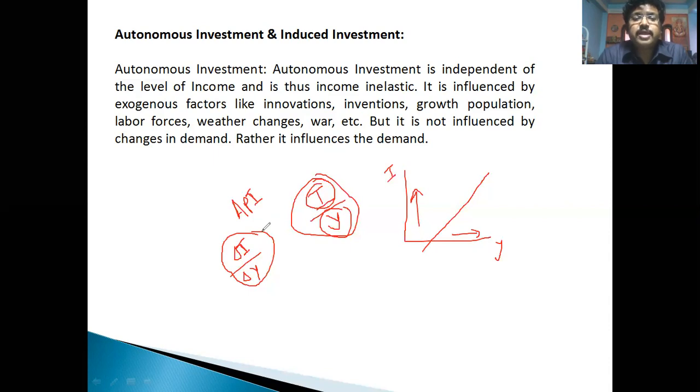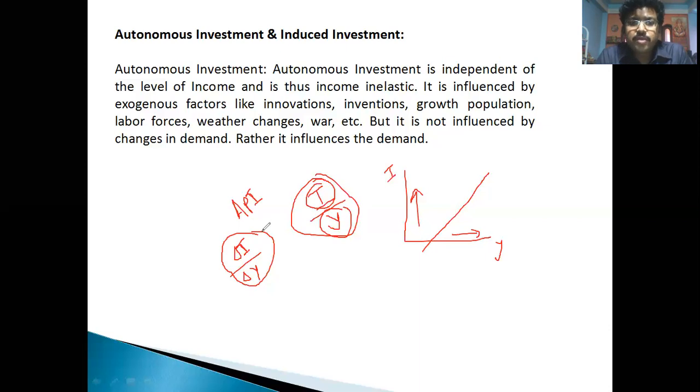Autonomous investment is influenced by exogenous factors like innovations, inventions, growth, population, labor forces, weather changes, war, etc. Different factors may be there. But it is not influenced by the changes in demand. Rather, it influences the demand.